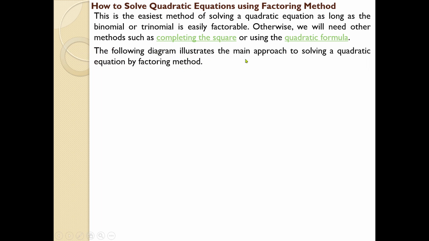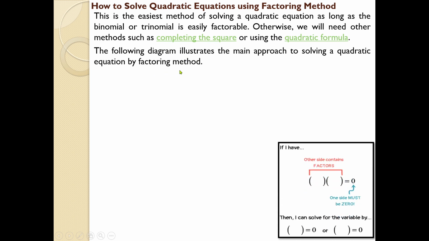The following diagram illustrates the main approach to solving a quadratic equation by the factoring method. See, if I have factors, x minus 2 or x minus 3 equal to 0. Usually this part will not be directly given in the question. You will be given a quadratic equation. I believe you all know how a quadratic equation looks. You need to solve this quadratic equation in such a way that you finally come to a situation where you get 2 or 3 different factors.